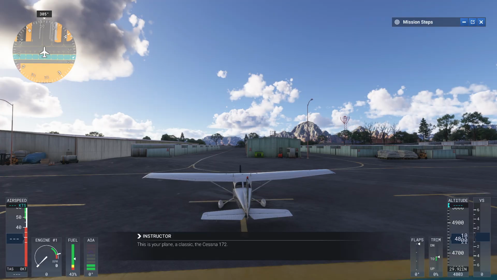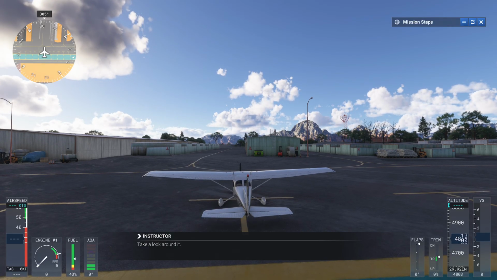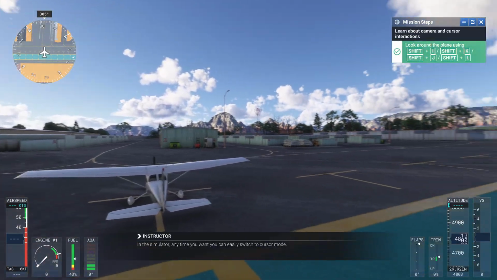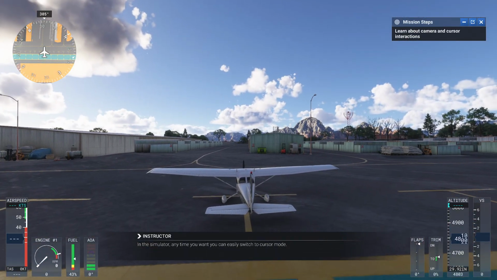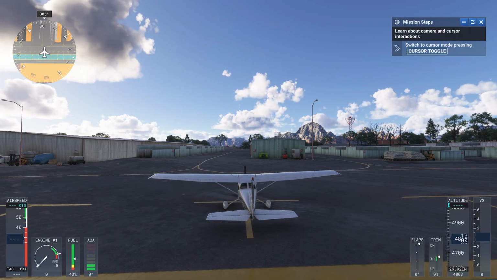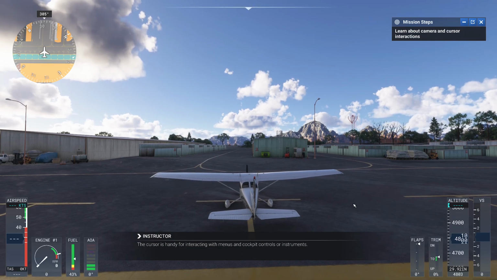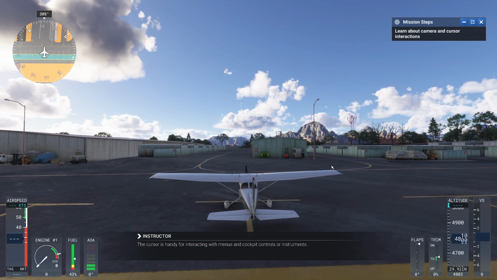This is your plane, a classic, the Cessna 172. Take a look around it. In the simulator, anytime you want, you can easily switch to cursor mode. The cursor is handy for interacting with menus and cockpit controls or instruments.